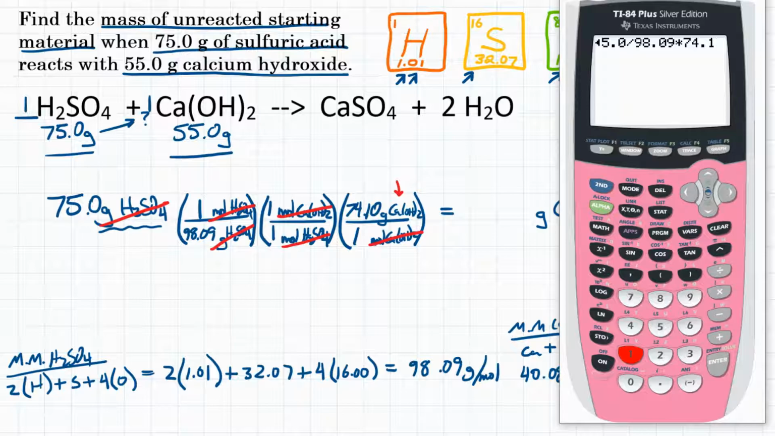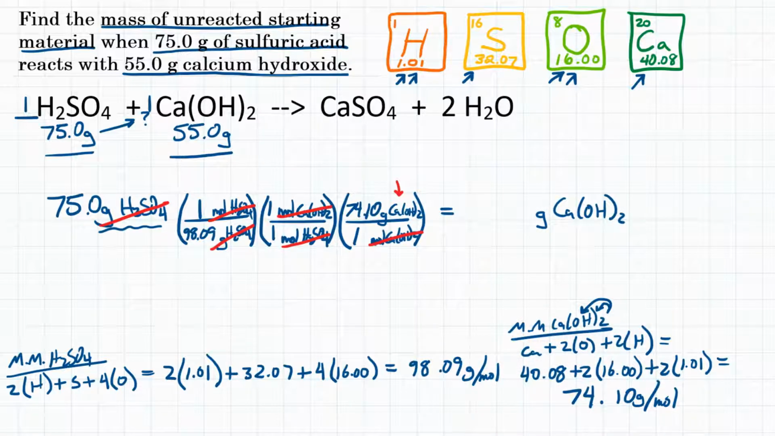74.1, hit equals, and our calculator says 56.65 and some change. Let's round that to 56.7. So for the stoichiometry on the first problem, we get 56.7 grams of calcium hydroxide, and that's how much would react with our 75.0 grams of sulfuric acid.